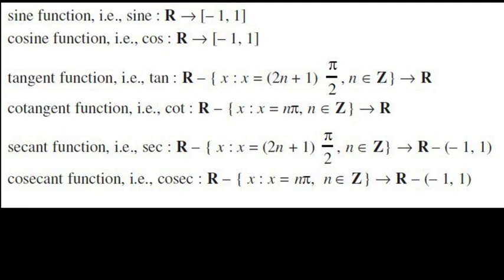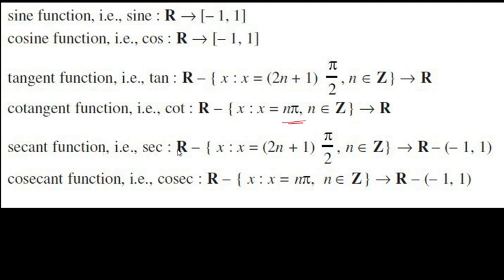Tangent function, that is, x such that x is not equal to (2n+1) pi by 2, where n belongs to the integers. And cotangent, x such that x is not equal to n pi, where n belongs to the integers. So that is the range.